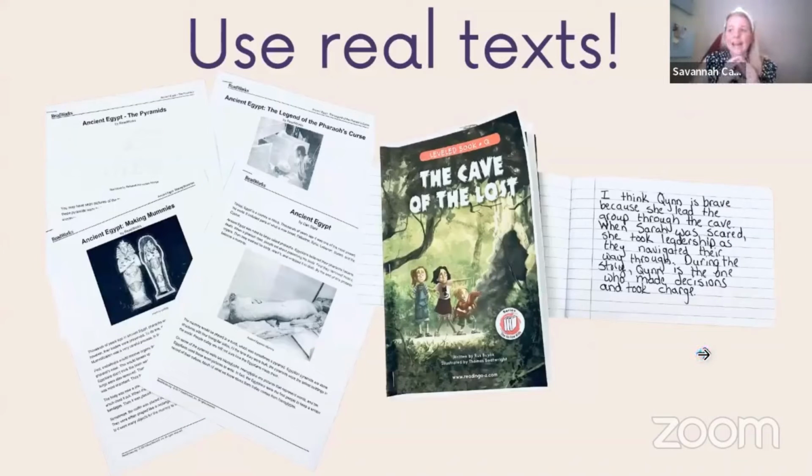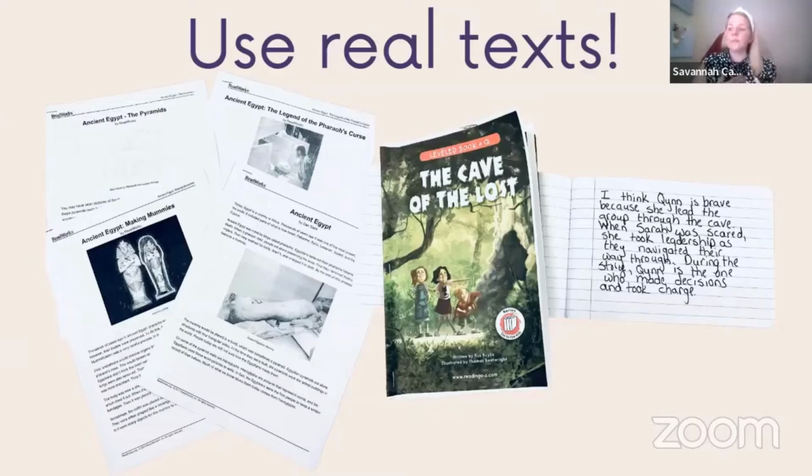So the next guideline is I want you to use real text. In K, 1, and 2, we are using decodable text in small group a lot, right? Because we want to make sure that we are giving them that practice and the specific skills that we are teaching them. However, we have to keep in mind that decodable texts are not the end goal, right? Our end goal is that our children should be able to read whatever text they want and they should be able to understand it. And the only way we are going to get there is if we begin to expose them to real text.